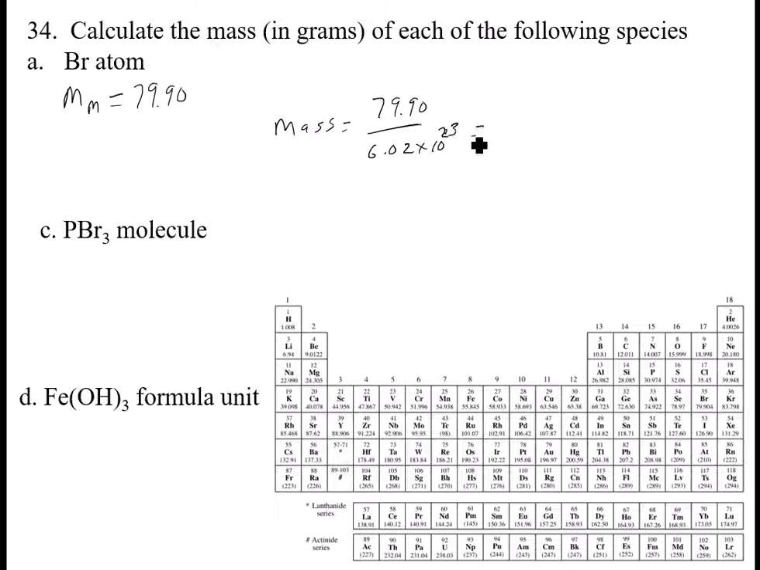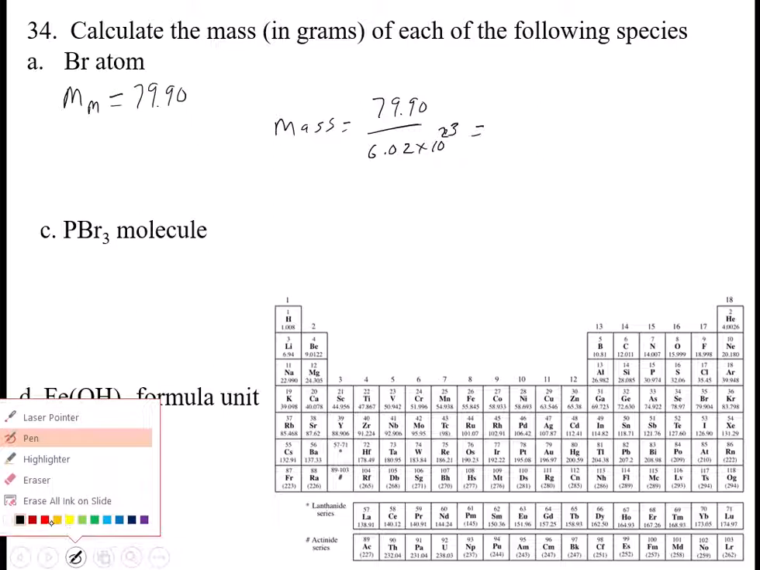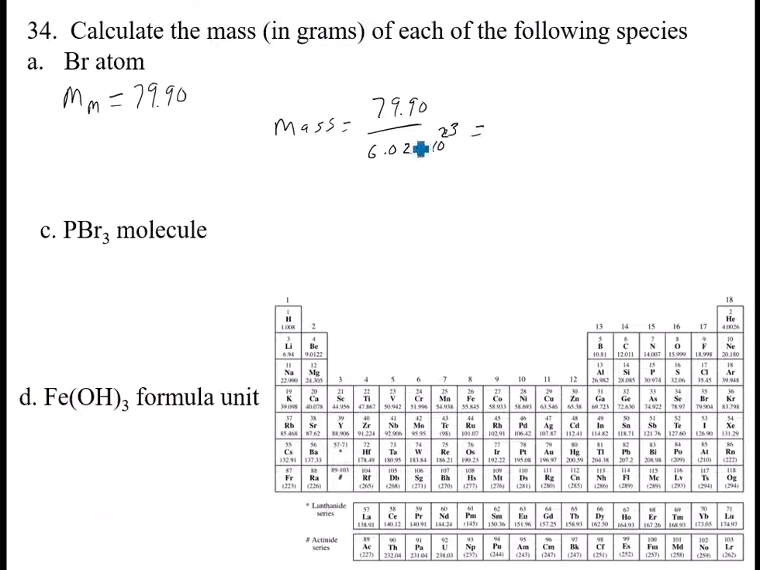Now, pay attention to this. Anytime you see this times 10 to the 23rd here, on your calculator, you do not want to enter that, because what you would have done then is entered 79.9 divided by 6.02 times 10 to the 23rd. So anytime you see this expression, you want to enter it as EE on your calculator, which is going to show up as 1E in the display line, 23. Or if you have a different calculator, it could be EXP 23.